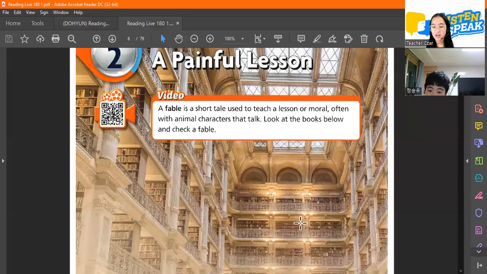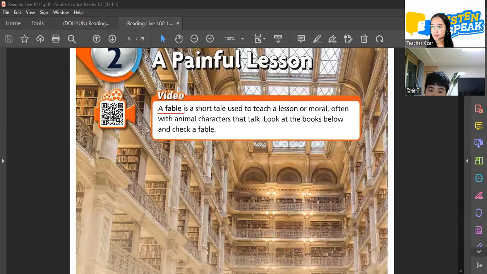So first, let's talk about fable. What is fable? Can you read this one? A fable is a short tale used to teach a lesson or moral, often with animal characters that talk. Once again, a fable is a short tale or story to teach a lesson or moral, but often with animal characters that can talk.